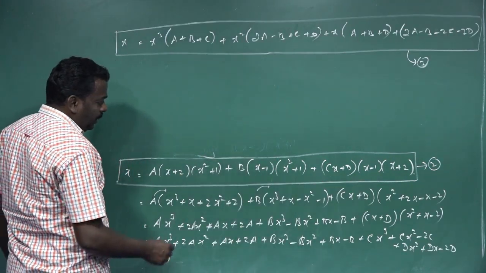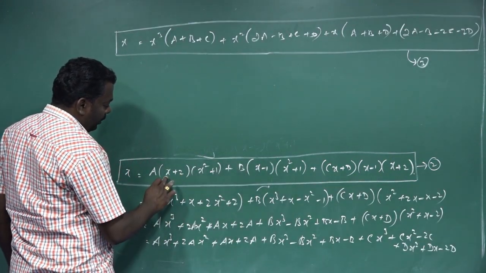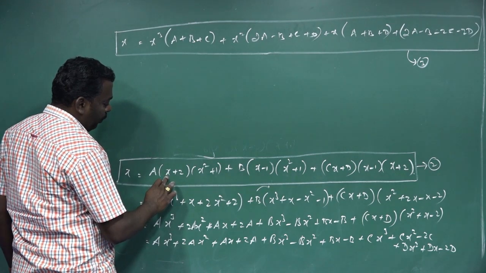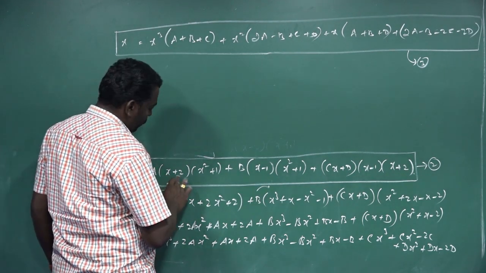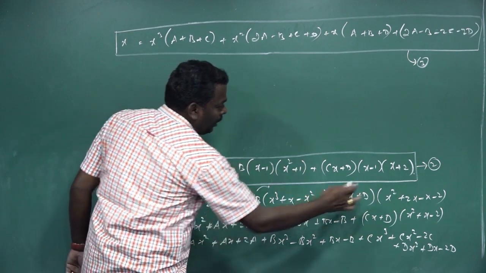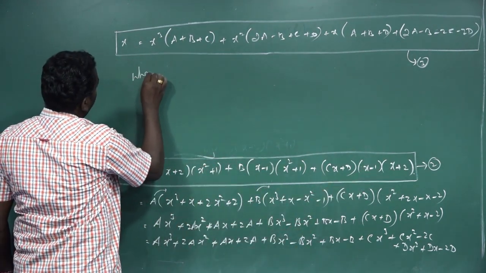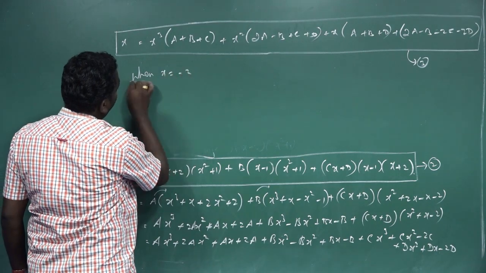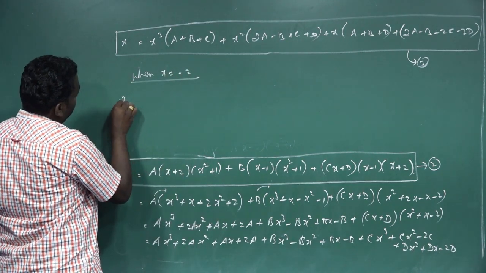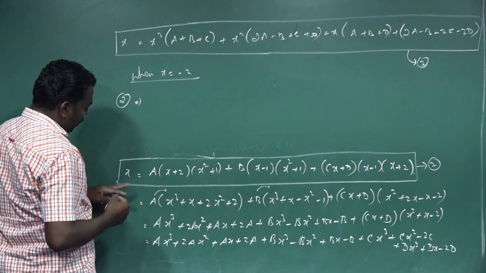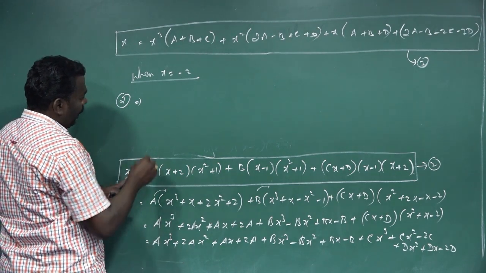Now, next step, we put the x value equal to minus 2. When x equals minus 2, this x plus 2 is 0, and here also minus 2 plus 2 is 0. Therefore, next we put x equal to minus 2 in the second equation. In the second equation, the left hand side is the x value, minus 2.